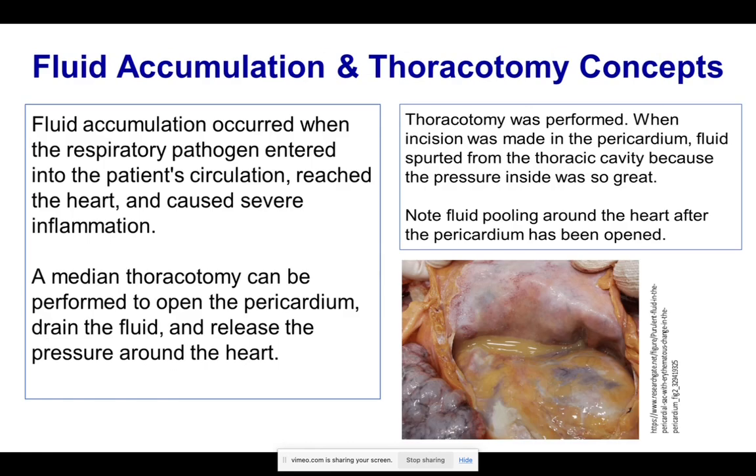So fluid accumulation and thoracotomy concepts. So fluid accumulation occurred when the respiratory pathogen entered into the patient's circulation, reached the heart, and caused severe inflammation. A median thoracotomy can be performed to open the pericardium, drain the fluid, and release the pressure around the heart. Thoracotomy was performed when incision was made in the pericardium. Fluid spurted from the thoracic cavity because the pressure inside was so great. Note the fluid pooling around the heart after the pericardium has been opened.